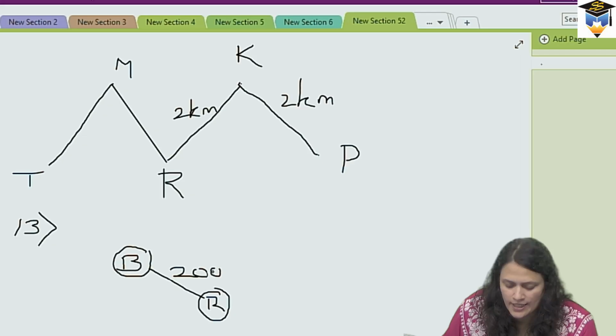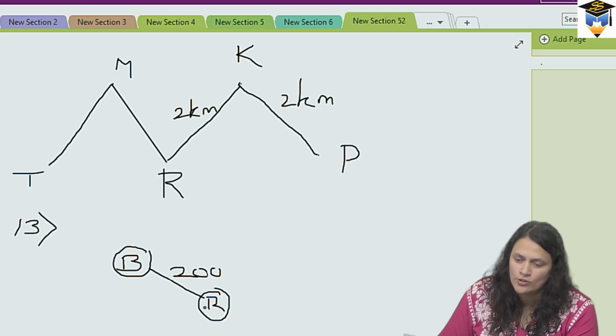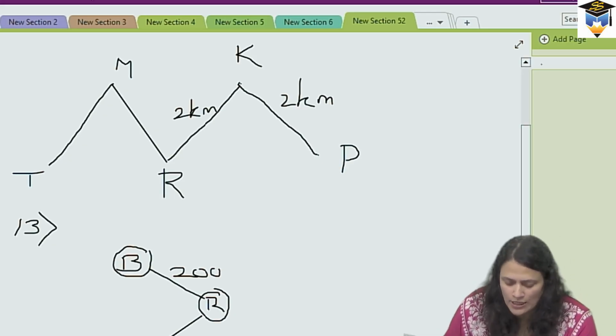Then Joseph is Rahim's neighbor and his house is located 200 meters away in the southwest. So southwest from this point. So that will become this point. This is your southwest direction. So this is going to be Joseph. This is again 200.